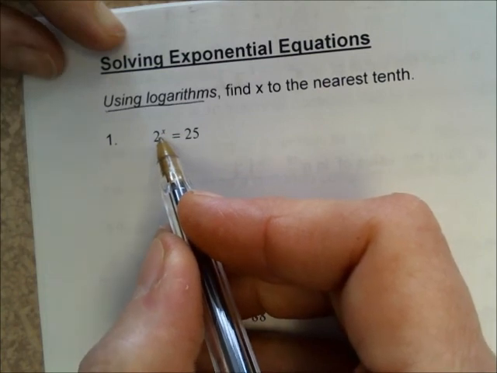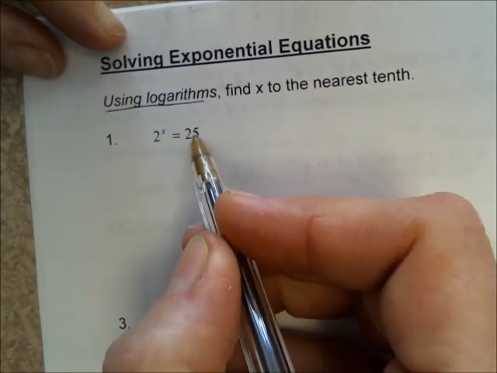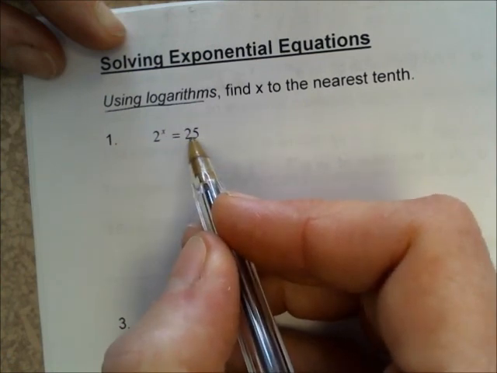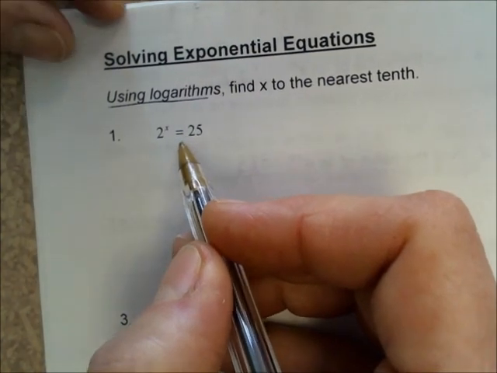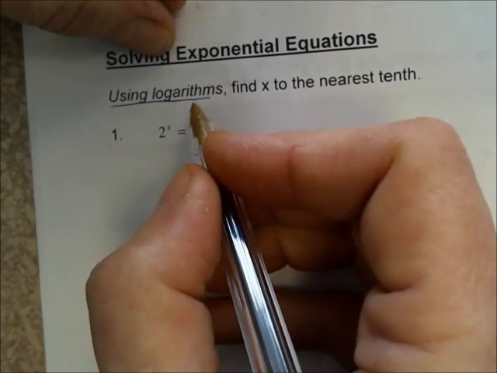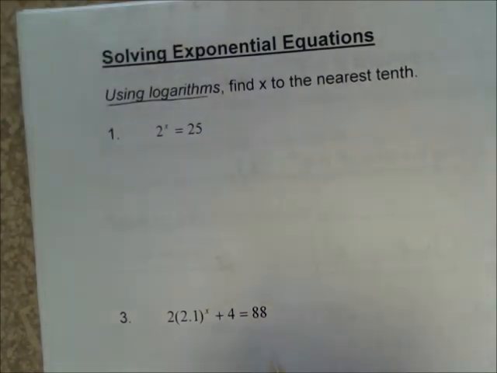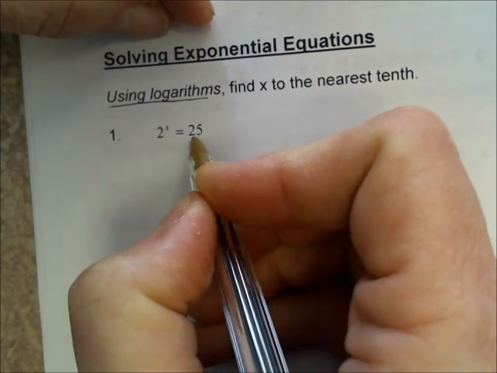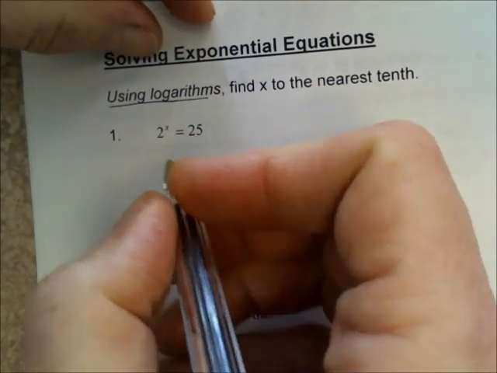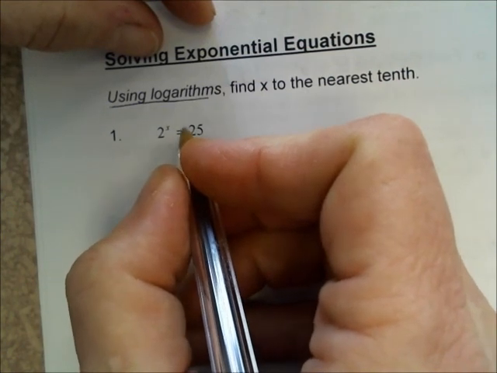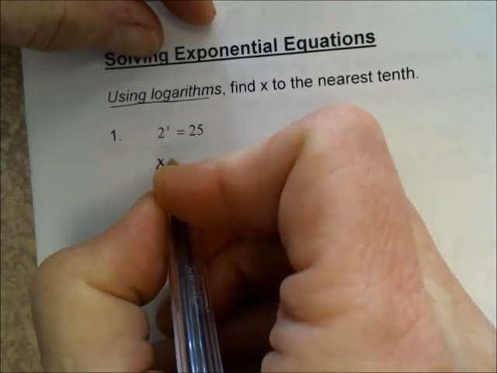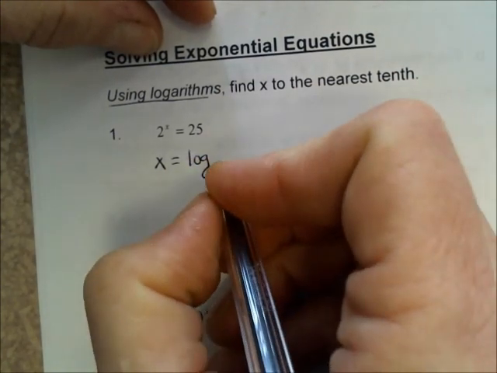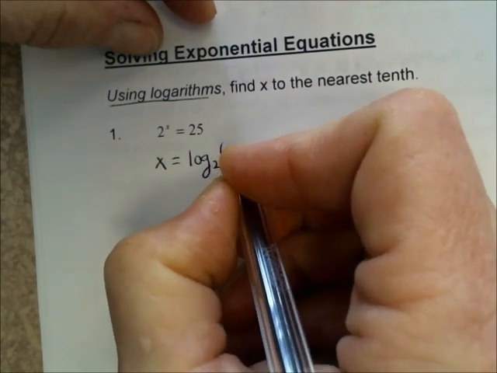Like in this first example, we have 2 to the x equals 25. Well, 25 is not any power of 2. We can't bring this down to 2 cubed or 2 to the 4th or 2 to the 5th because 25 just doesn't get reduced that way. So we have to use logarithms in order to solve these exponents. Whenever you solve for an exponent, you have to use logarithms in a situation like this. A log is an exponent. X is the exponent on 2 that gives you 25.